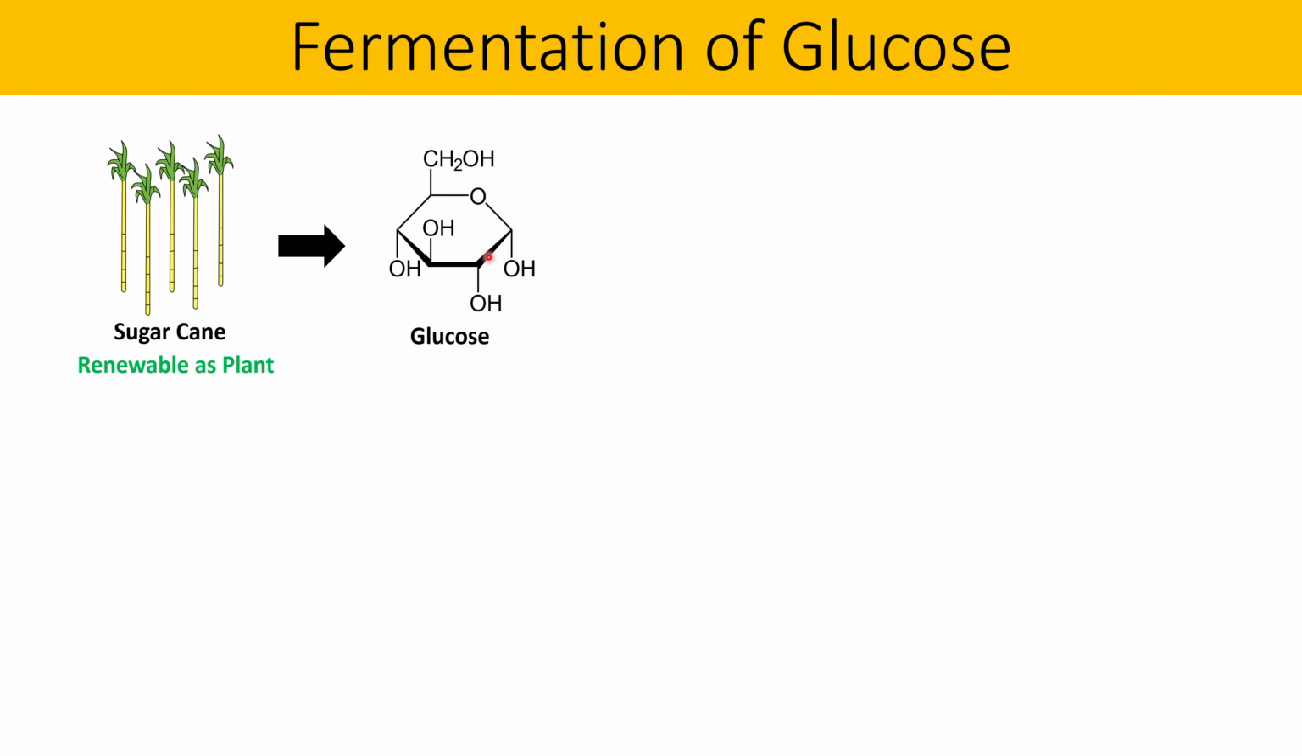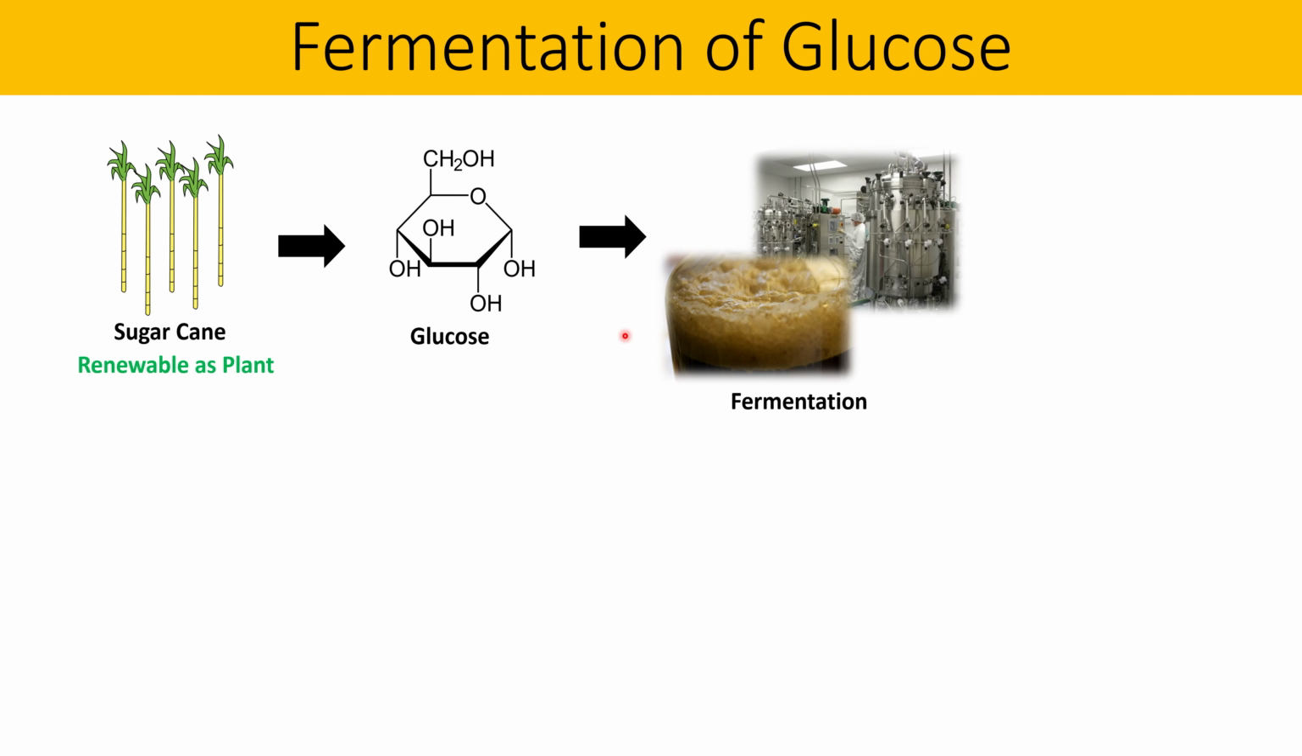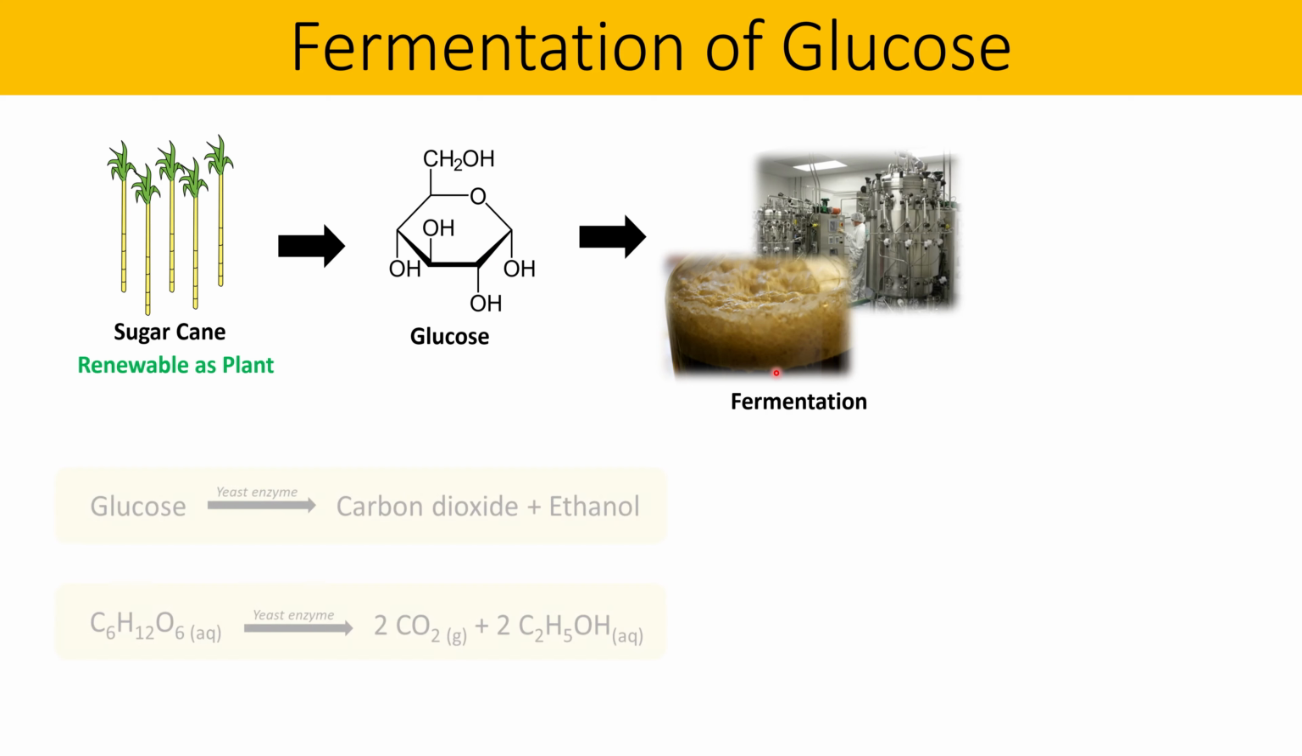Let's start by looking at the fermentation of glucose in more detail. We begin by taking sugarcane. A key advantage is that this is renewable as it's a plant. From the sugarcane, we will extract the glucose through several steps. The glucose will then undergo fermentation using yeast. There's a couple of equations to describe this process.